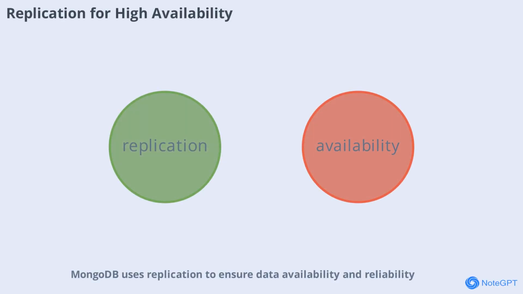MongoDB uses replication to ensure data availability and reliability. By creating multiple copies of your data across different servers, MongoDB protects against hardware failures and ensures your application remains online. Replica sets automatically handle failover, so if one server goes down, another can take over without interruption.